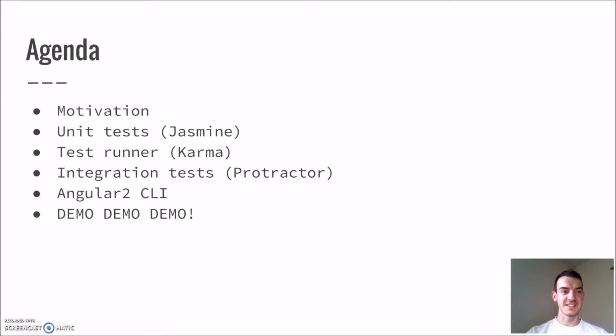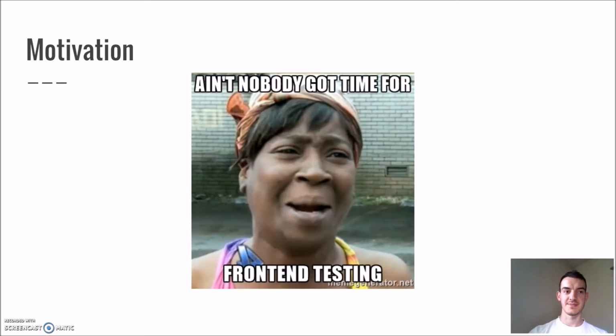Okay, let's get started. The agenda for today is first we will take a look at motivation for testing, so why to test in the first place. We will take a look at how to do unit tests for JS with a Jasmine framework. The third topic will be test runners. We will take a look at Karma runner. The fourth topic will be integration tests with Protractor. And the last topic will be how to wire all these frameworks together with Angular2 CLI. We will do a lot of demos, so prepare for that.